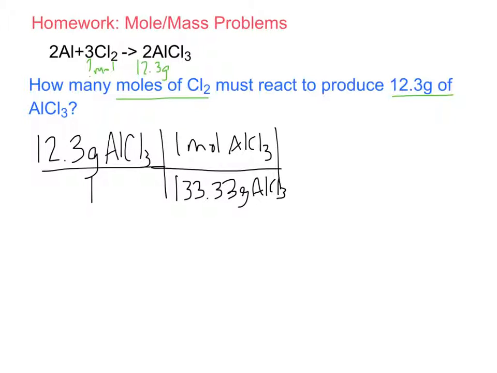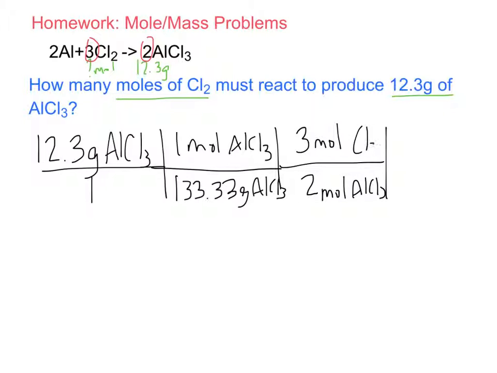And in order to do that, we have to use the mole ratio. So our mole ratio in this case is going to be 2 to 3. So our next step, we want moles of AlCl3 on the bottom. And the number in front of that is 2 in the balanced equation. And then the ratio to go to moles of chlorine is going to be 3. And we get that from the balanced equation. That's the coefficient.